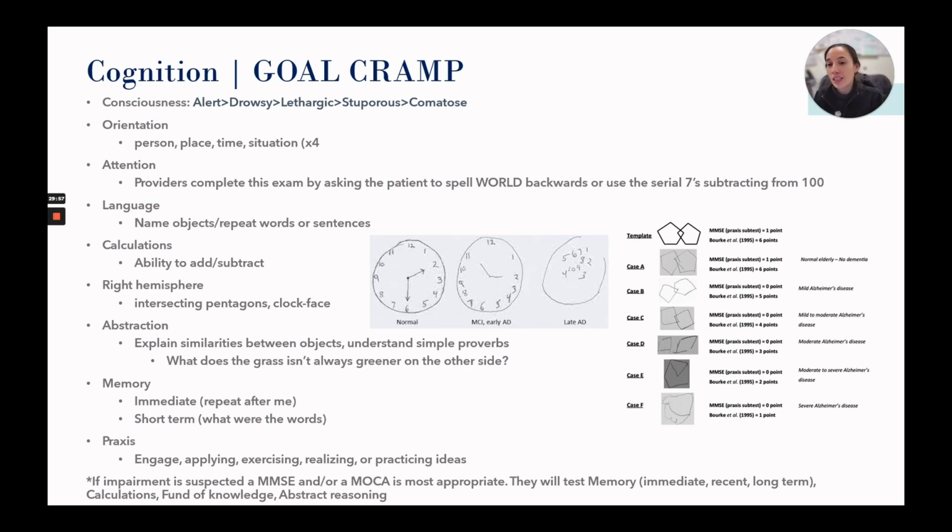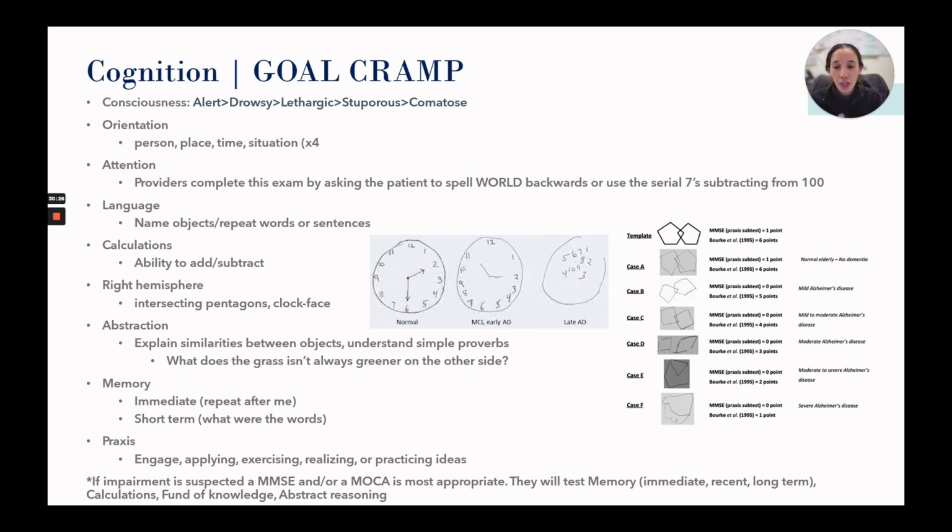Attention. To test the attention, a provider will ask the patient to either spell world backwards or to use what's called the serial sevens. So they start at 100 and ask the patient to subtract 7 and keep doing that. They usually do it 5 times. That one can get a little tricky, but that is the way they would test it.